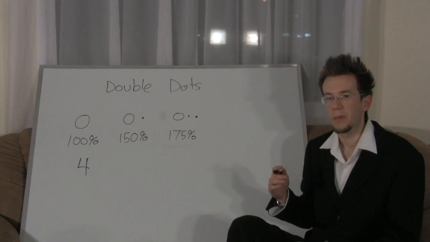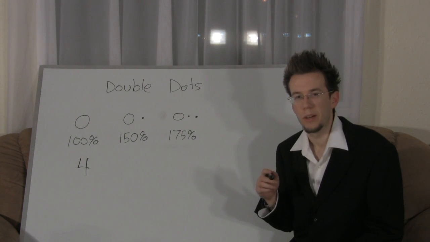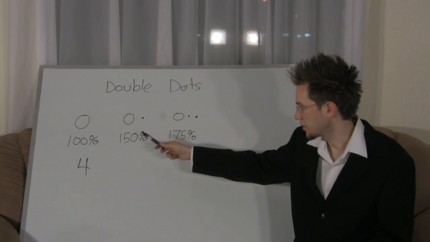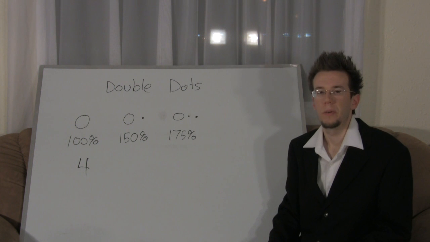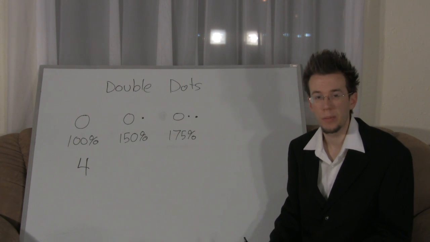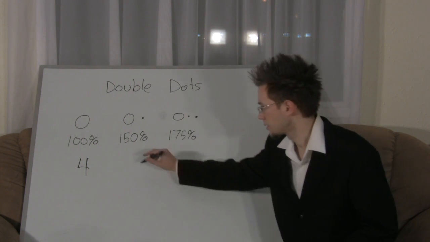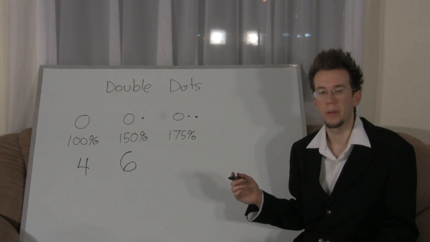Next one, if we add a dot, we have to go half of 4, because we're adding another 50% to it. So what's half of 4? 2. So that's 50% of 4. So add 2 to 4, now you get 6. So we already knew that much.